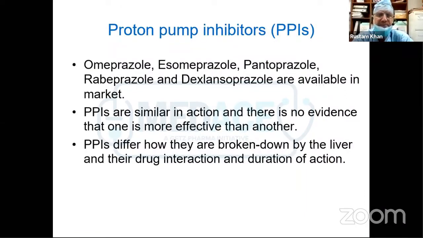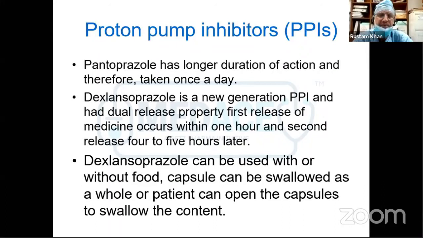Proton pump inhibitors available in the market are omeprazole, esomeprazole, pantoprazole, rabeprazole, and dexlansoprazole. PPIs are similar in action, and there is no evidence that one is more effective than other. PPIs differ, however, by mechanism of breaking down by the liver, drug interaction, and duration of action. Pantoprazole has long duration of action and therefore is taken once daily.